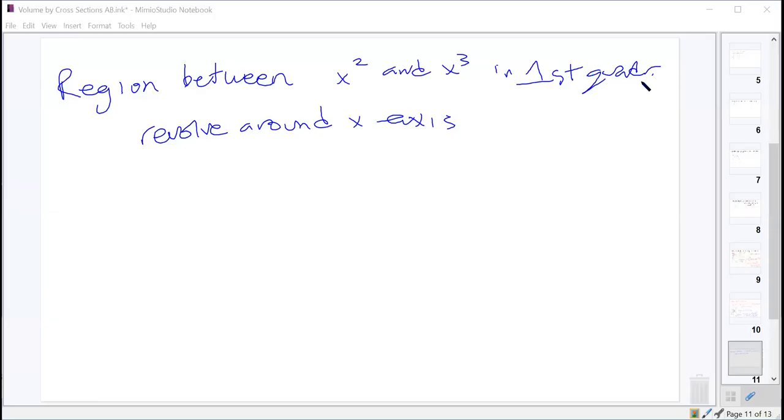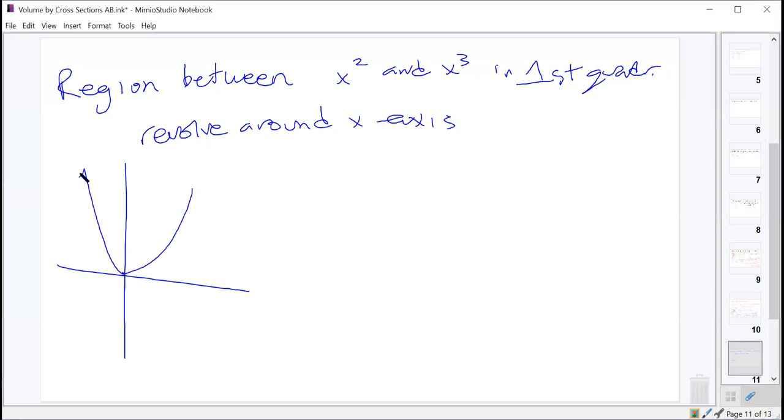All right, region between x squared and x cubed in the first quadrant look actually fairly similar, right? There's one of them. We'll call that one x squared, I guess. I don't like how I did that. We're gonna try and do this again. Okay. Here's x squared. That's better. What does x cubed look like? Is x cubed above or below x squared? Below, right? X cubed looks like this, right?